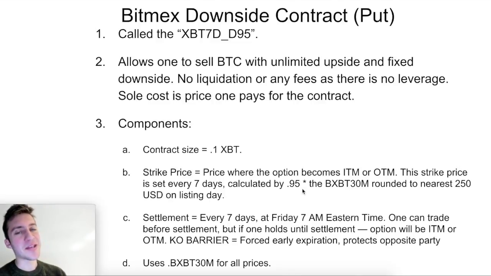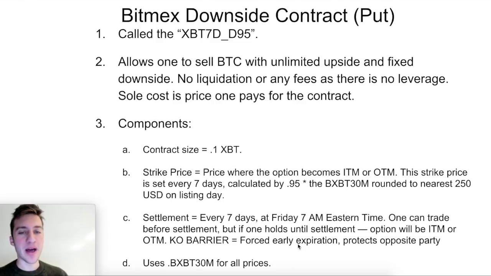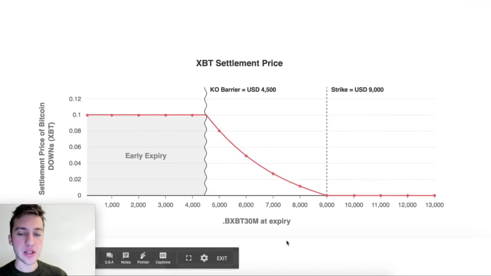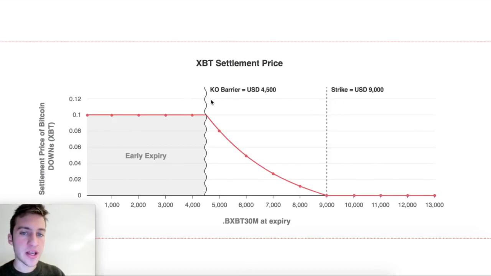The other difference is the KO barrier. This is forced expiration, early expiration, that protects the opposite party. So if you were to buy a downside contract, and you were right, you bought a 9K strike price, and price went down to 4,500, Bitmex will not let you just keep making profit. They will say, all right, that's enough. You've made enough money on your downside contract. This is to protect anyone who short sold or sold to you the downside contract.